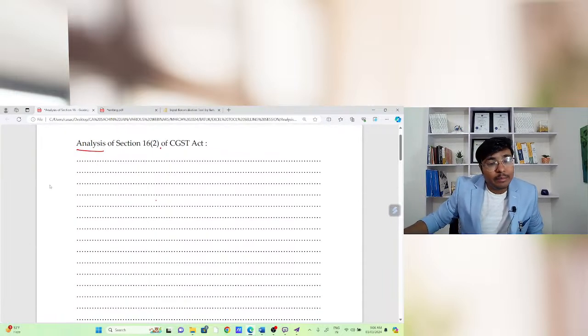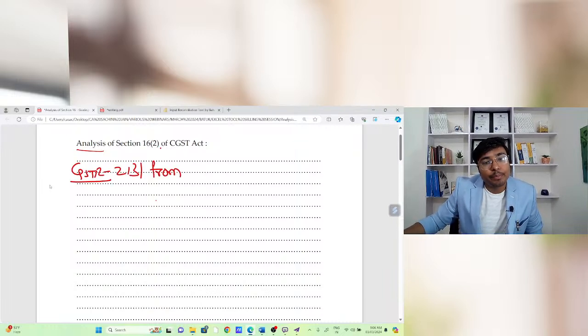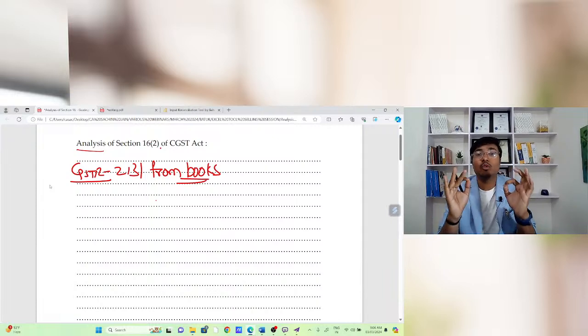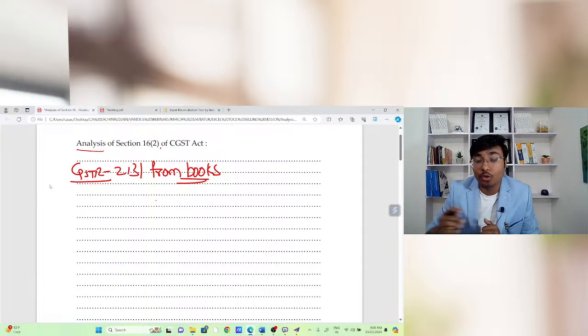You are also demanding the GSTR to be written from books. GST authorities are also demanding the GSTR to be written from the books, and they are going to cross-verify the same from the GSTN common portal.